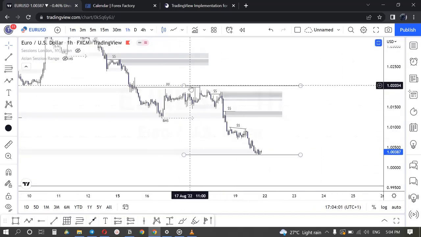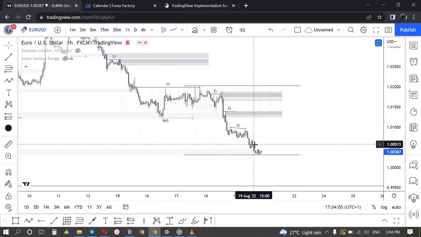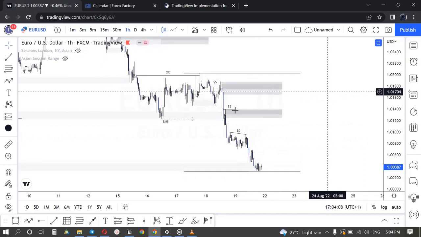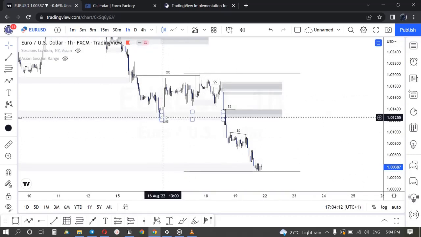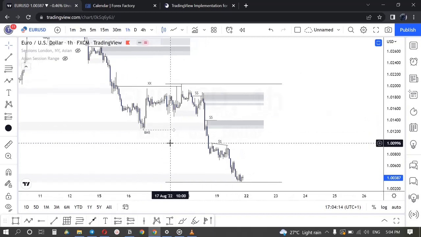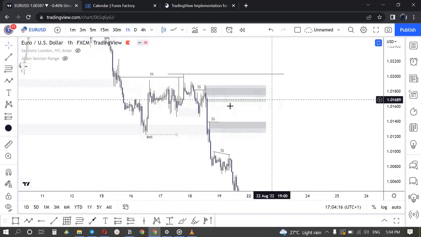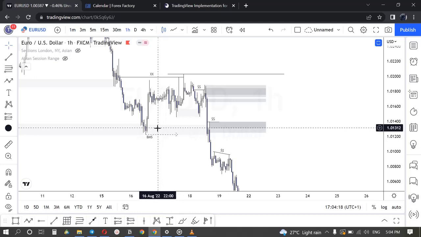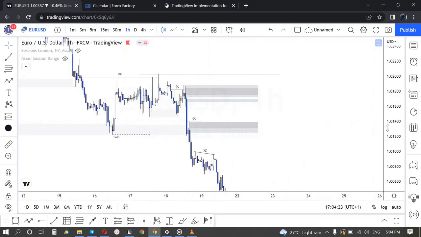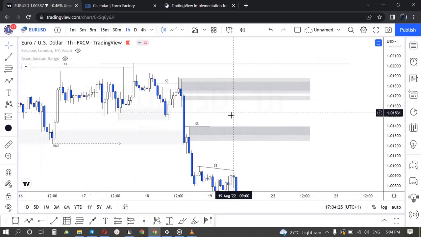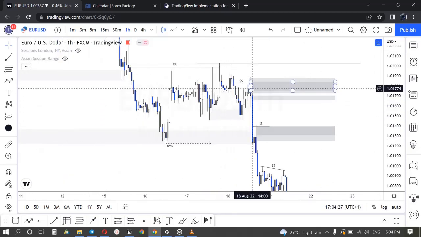So we can see that we created a lower high right here. We had a lower low, so we broke this low. We took out this weak demand. And what happened right here? Where was the last candle that took out this demand zone? This was the last candle right here.